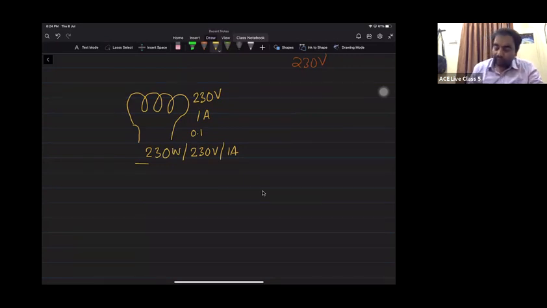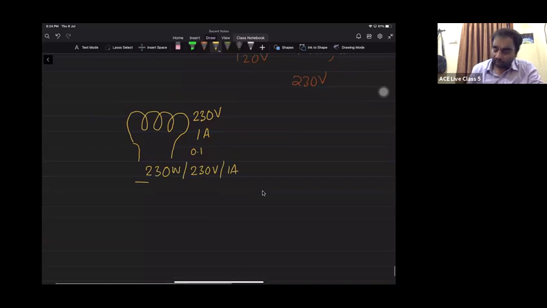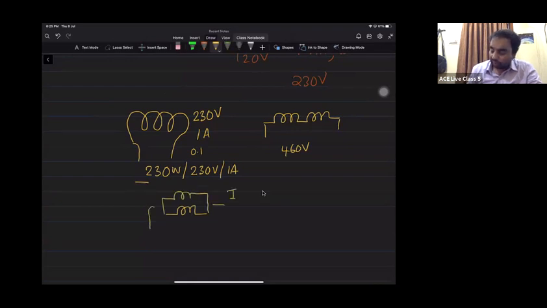Right. Now, but I want more voltage. So if I want to have more voltage, what I'll do is connect two coils in series. Then in this case, what is the voltage I'll get? 460 volts, if the two coils are connected in series. Instead of series, if I need more current, then I'll connect the coils in parallel for high current. And I can go for series-parallel connection for more current and more voltage.